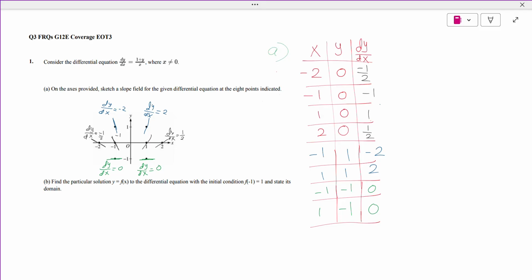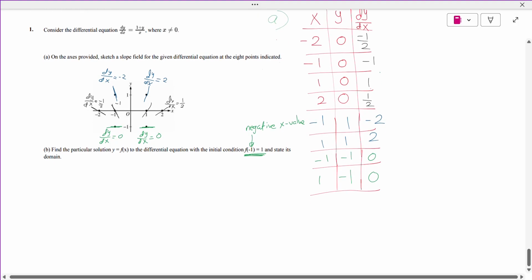Second part is find the particular solution y equals f of x to the differential equation with the initial condition f of -1. Notice that this is a negative x value. Okay, we will use it later. I'll explain why I wrote this at the end of the solution of part B. And state its domain.